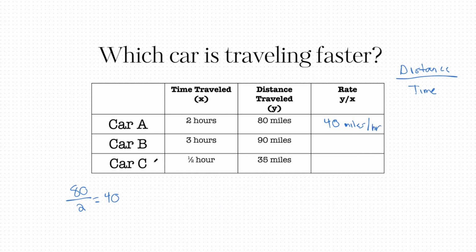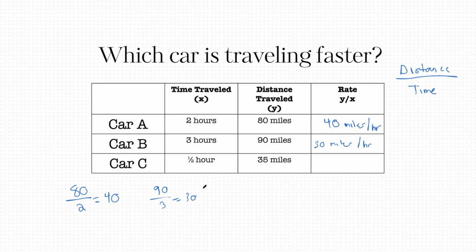All right, so the same thing for car B. Okay, car B, again, we're going to do the miles, 90, divided by the time. So this is going to be 30. So for car B, it's going to be 30 miles an hour.